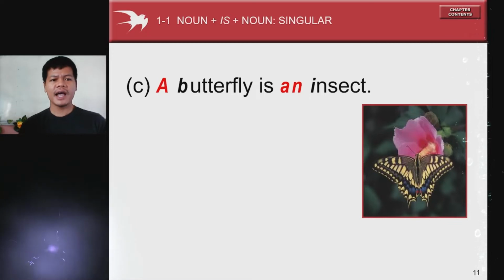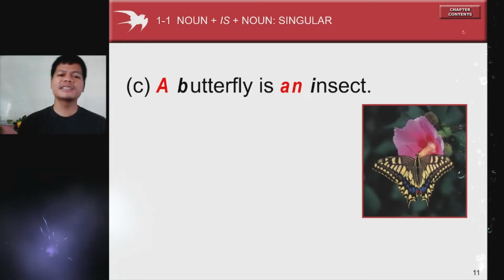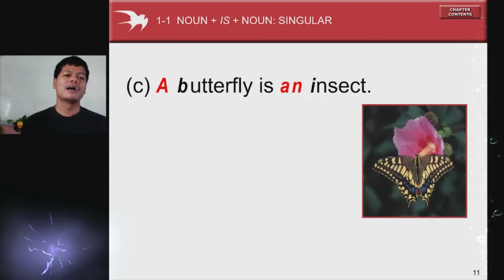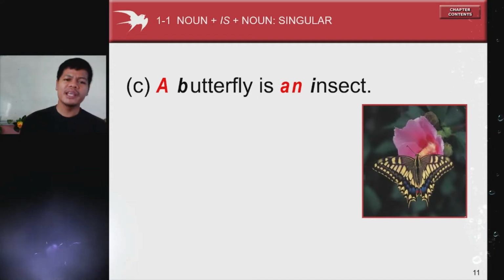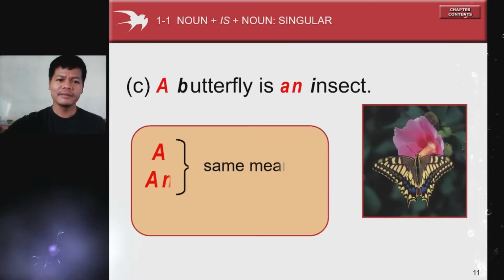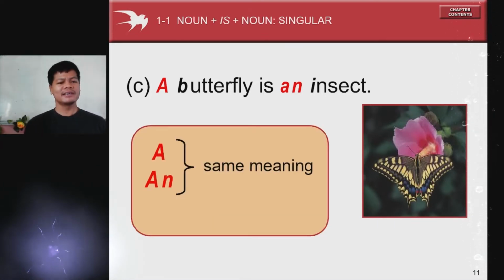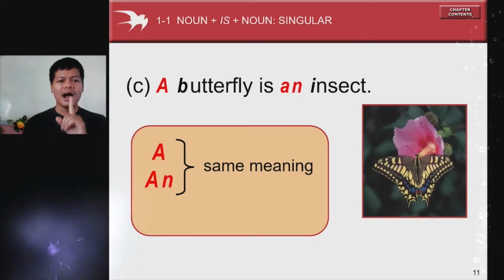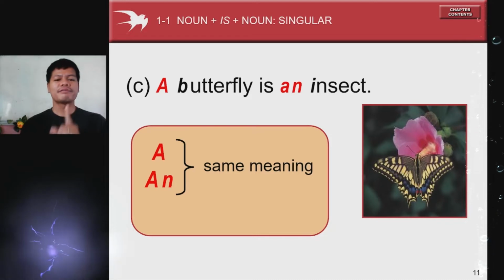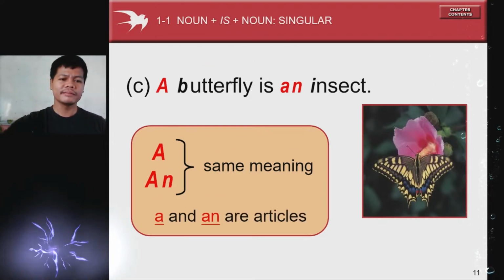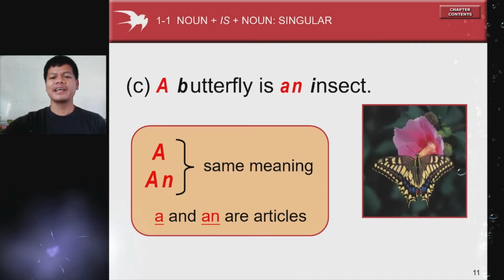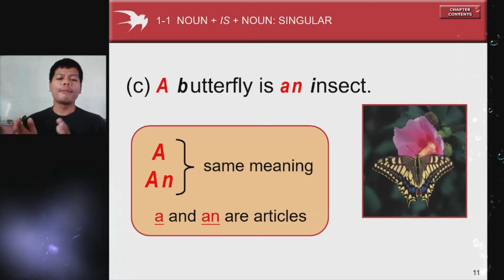A butterfly is an insect. Do you know a butterfly? Yes, a butterfly is an insect. Do you know insects? Noun plus be plus noun equals singular. Why use a? Why use an? A and an have the same meaning. Do you know same meaning? Similar. A and an are articles used for one thing, only one. Can you understand? A and an are articles used in front of a noun.